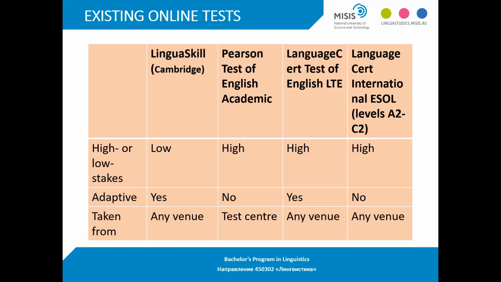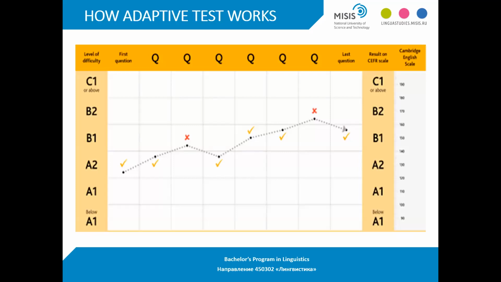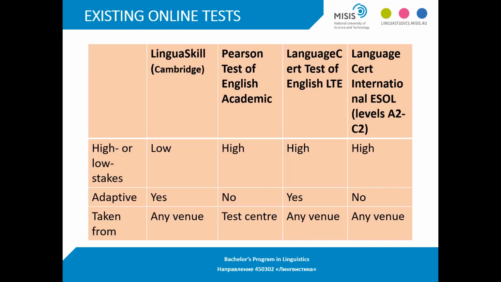And there are two options with LanguageCert. First, there is LanguageCert Test of English, which is, as we call it, level agnostic. So it is not, again, connected to a specific level of the Common European Framework. It works like this. So it identifies your level in an adaptive way. So it is adaptive. But at the same time, it gives you a certificate, not just a statement of results. So it is high stakes as opposed to LinguaSkill, for example. And it can be taken anywhere, for example, from home. How this happens, I will tell you a little bit later.